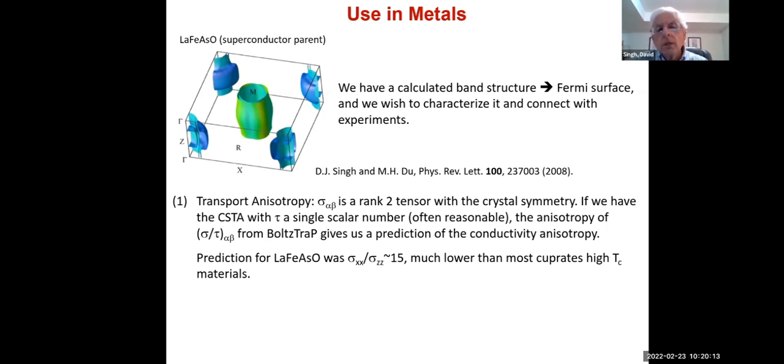The prediction for this material that you got from BoltzTraP was that that ratio was 15, and that was an important physical result because that was lower than most cuprate high temperature superconductors, and that has implications for making conductors, superconducting conductors for applications.